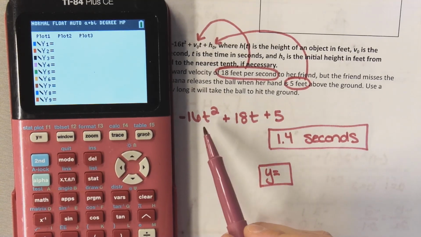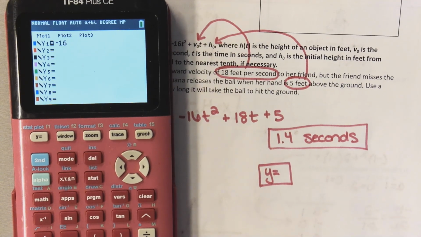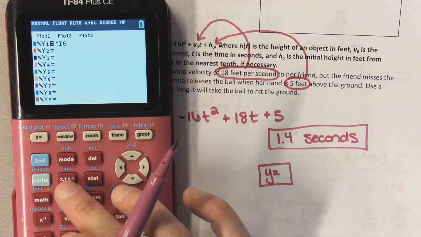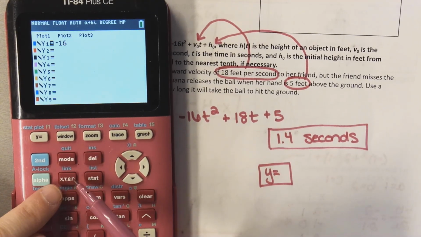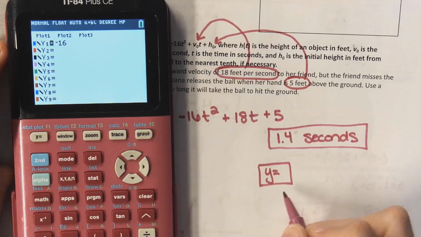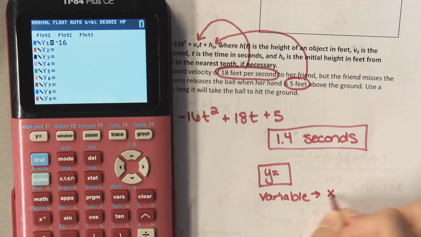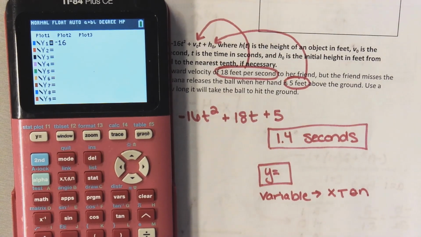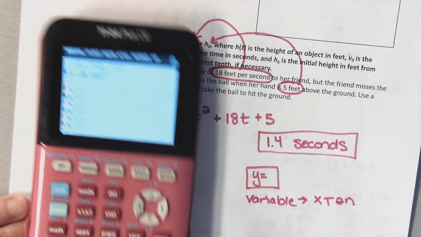Then I want to type it in very similar to how I was typing stuff in a minute ago. Negative 16. We don't have a button that's going to give us a T. It's going to give me an X, and that's okay. Do you see this button right here? That's your variable key. The key for a variable is the X, T, theta, N button, because sometimes we need different letters depending on what we're working with, which type of equation. So I'm going to put in my X. Remember, you have a fancy squared button right here. You can press that. It's going to square it.